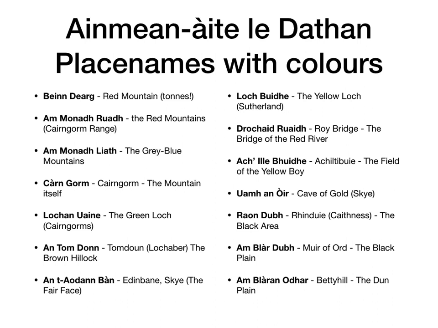There's Rùn Dubh, in Caithness, which just means the black area. Then there's An Blàr Dubh, which is the black plain, which is the Gaelic for the place of Muir of Ord. And there's another blàr, An Blàr Odhar, up in Bettyhill in the very north of Scotland. And that's the dun plain, the kind of sallow plain. So there are place names all throughout.